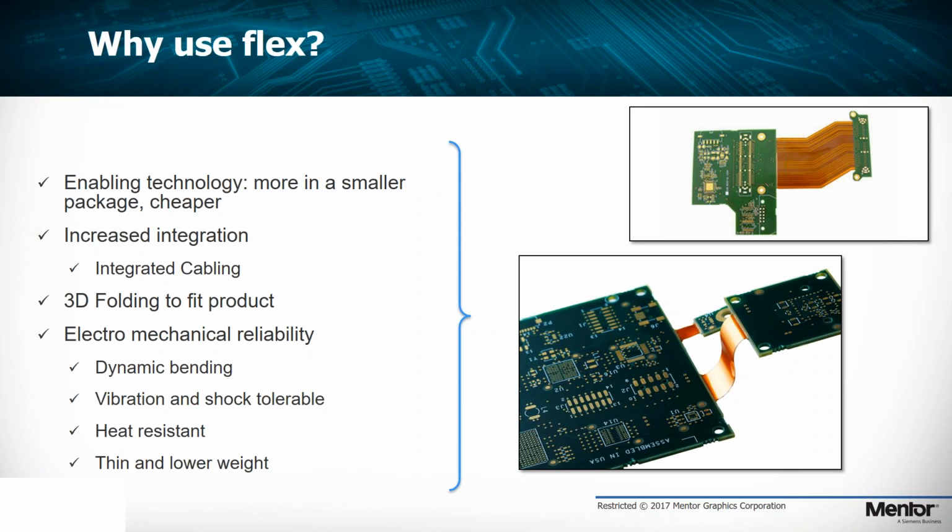And then Flex actually is very robust. It is very electromechanically reliable. It allows for dynamic bending. The actual bendable area, the flex area, can be bent at extreme angles if necessary, and it can withstand quite a lot of bend and unbend cycles. Very vibration and shock tolerant, and it is heat resistant.